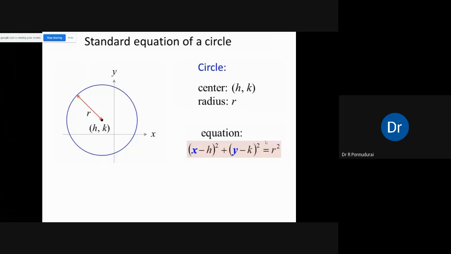From mathematics, it is possible to get this equation. Here x and y are variables, h and k are constants that are not going to change. What changes is only the x and y variables. It is derived from the distance formula or Pythagoras theorem. Is it okay?